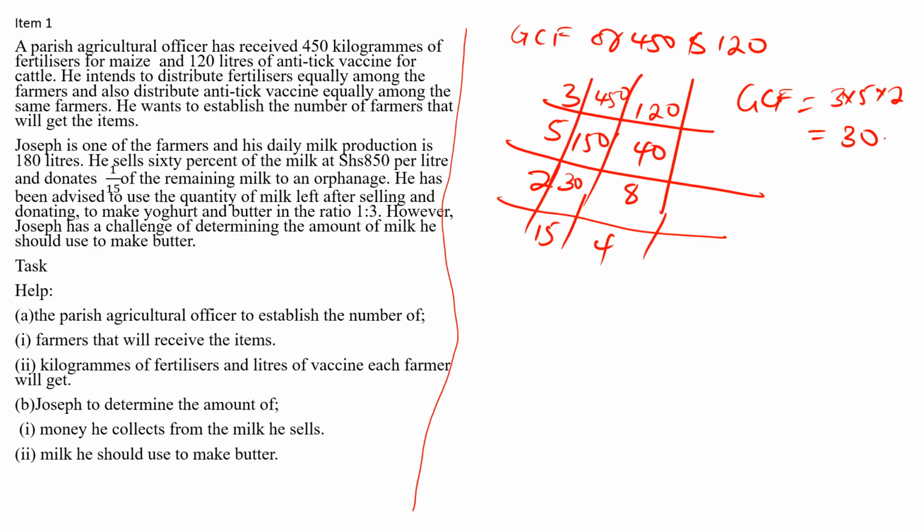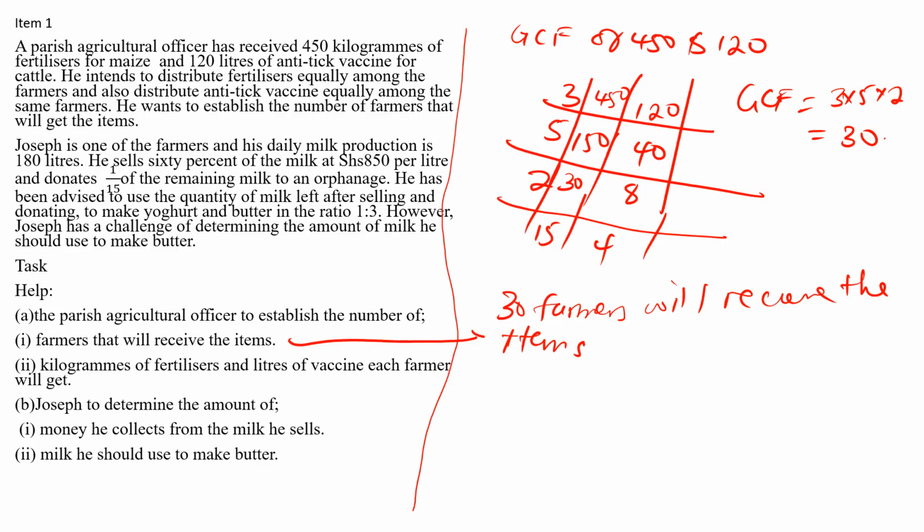will be 30 farmers. So you say 30 farmers will receive the items. So this is item 1, part A, Roman 1. Then Roman 2 says, how many kilograms of fertilizers and liters of vaccine will each farmer get?